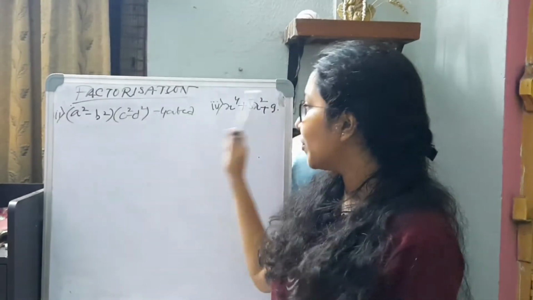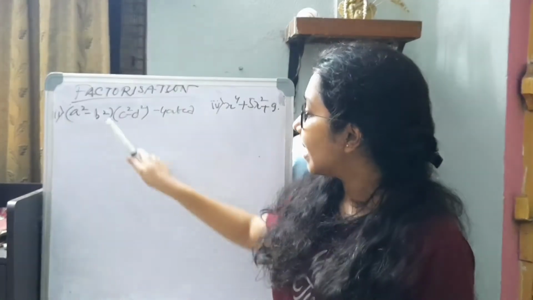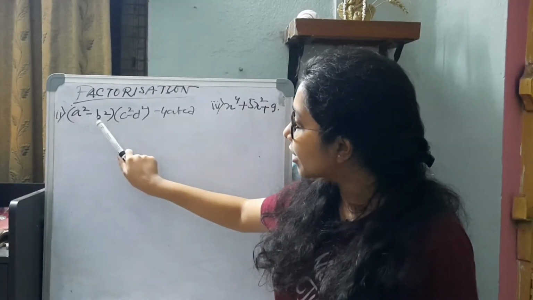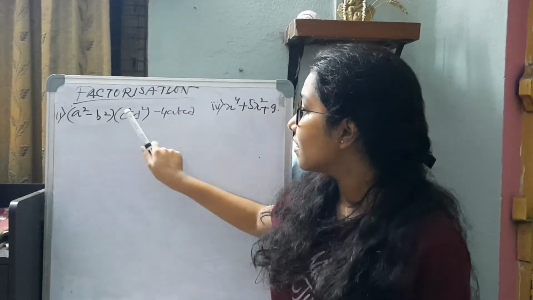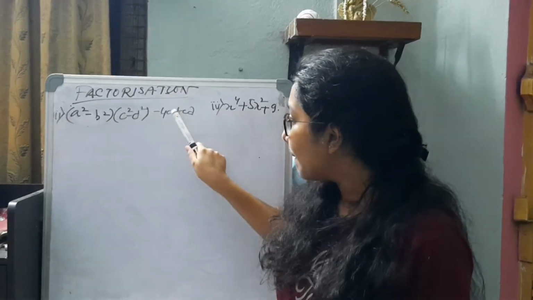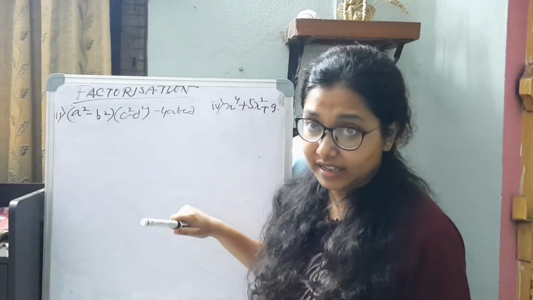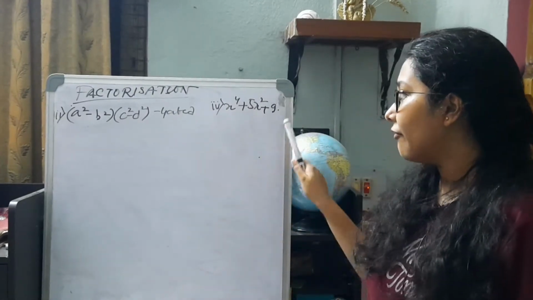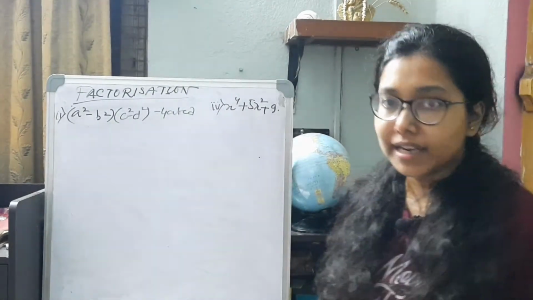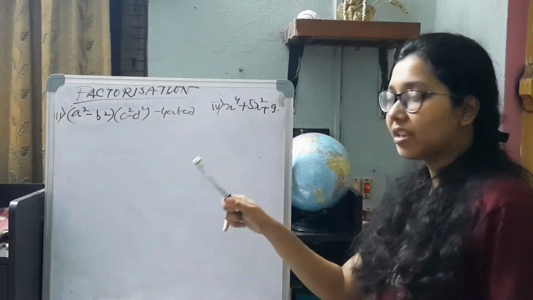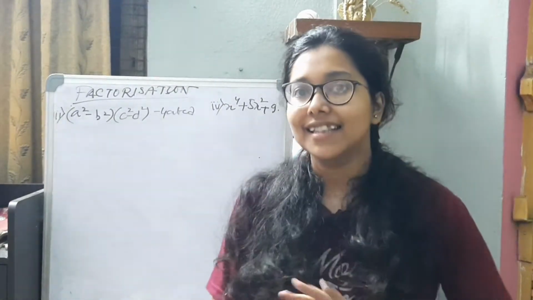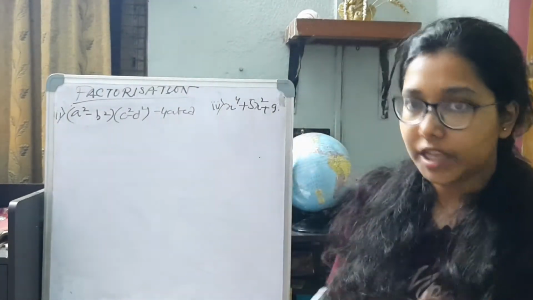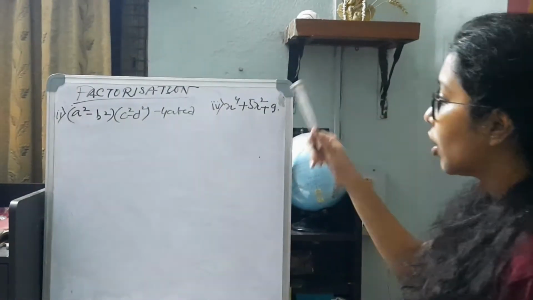So question number 2 and question number 3 is here. It states that a square minus b square into c square minus d square minus 4abcd. And the third question is x to the power 4 plus 5x square plus 9. So you can pause the video, solve it on your own and then again check it along with me. I am starting to solve these two questions.